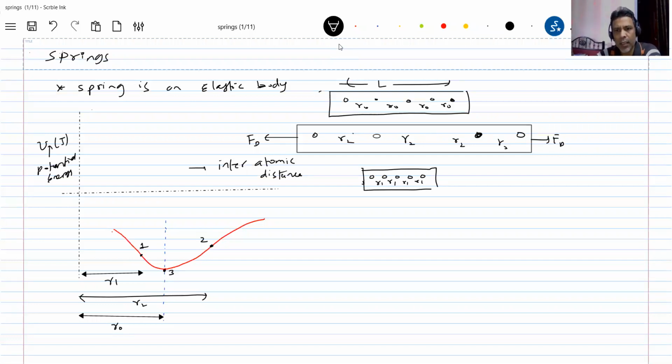Okay, this is the overall picture. So what am I doing? I'm going to apply a deforming force of this kind, you call it FD. So now this is at natural length. The body is at natural length. So this you can call elongated. And this you should call compressed. Got the idea? So there's one basic idea of the elastic body.